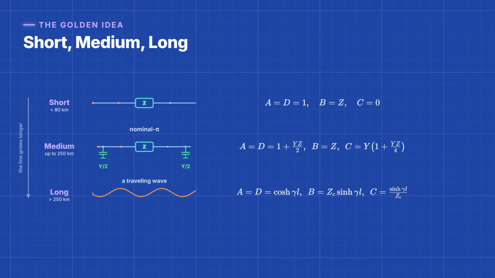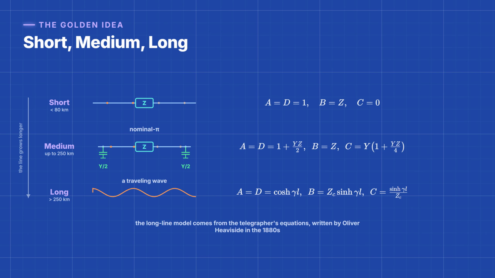Third, a long line beyond 250 kilometers. Here we cannot lump anything. The line is a true wave, and we must use the exact solution. It comes from the telegrapher's equations, written down by Oliver Heaviside in the 1880s. The constants become hyperbolic functions of 2 quantities, the propagation constant and the characteristic impedance. As the line grows, the model grows with it.